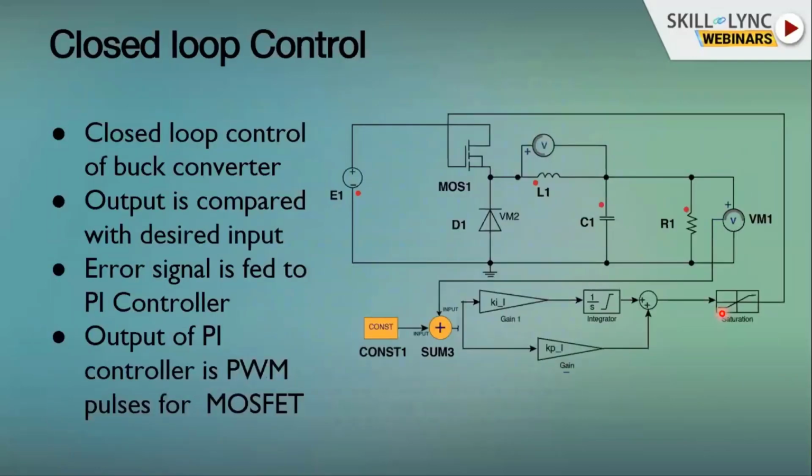Now, coming to the important thing of closed loop control, right? Like I was talking about how we are going to select the duty ratio, and the question may arise whether the duty ratio is fixed. Let's say 40% duty ratio, whether it is fixed. The answer is, it depends upon you.